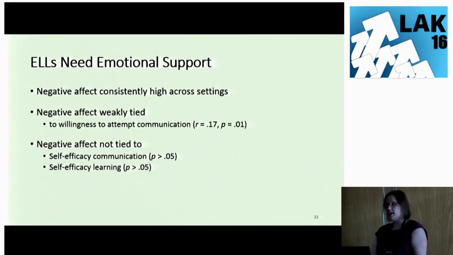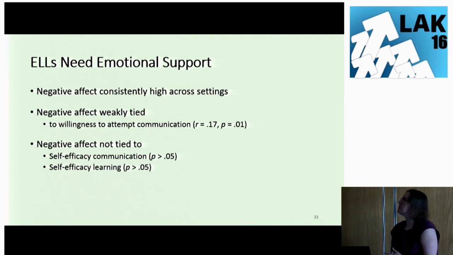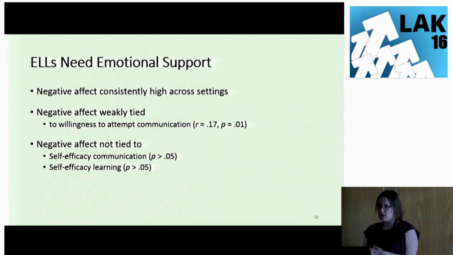So this consistently high negative affect, which was tied to their attempts at communication, so those who had high affect were less likely to try and communicate with others, leads us to believe that they need a little bit of additional support. However, it's not tied to their self-efficacy. So even though they had really high negative affect, it wasn't affecting their perception of their abilities to communicate or their learning, even though there is a relationship between the negative affect and both of those things.